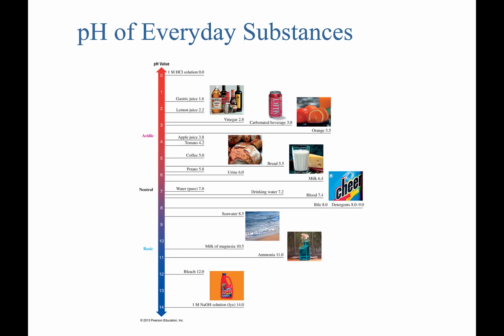So if we look at some different substances, we can see that things like gastric juice, lemon juice, pop, orange, and milk are going to be acidic. If the scale goes from 0 to 14, 7 is going to be neutral. Anything from 0 to 7 is our acid, and anything from 8 to 14 is going to be considered our bases. So these things would all be acidic. The things toward the bottom, like ammonia, milk of magnesia, and drain cleaner, are going to be bases.